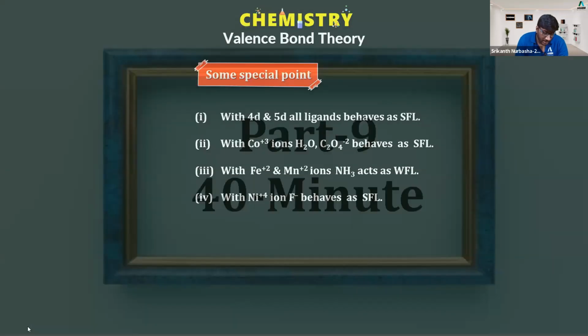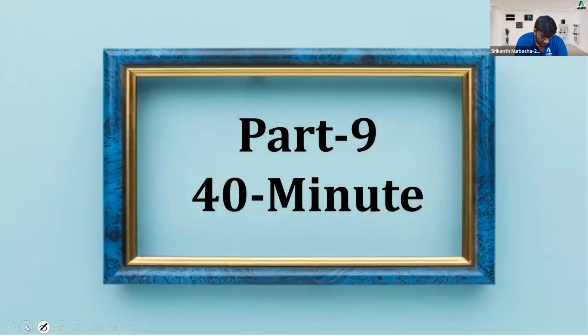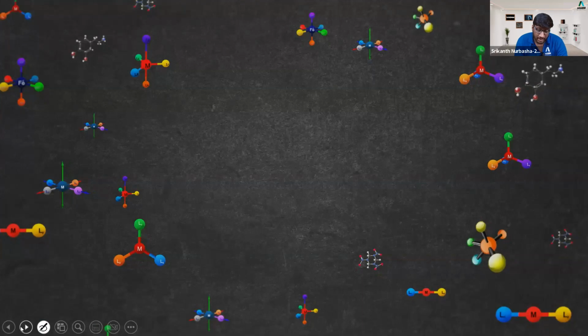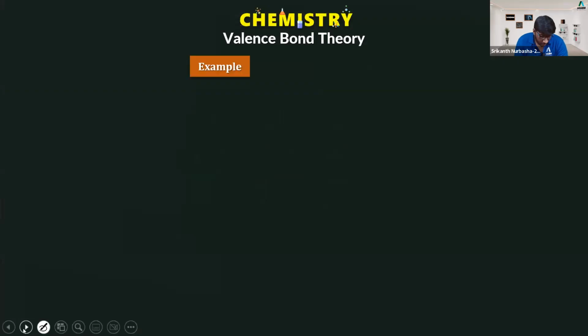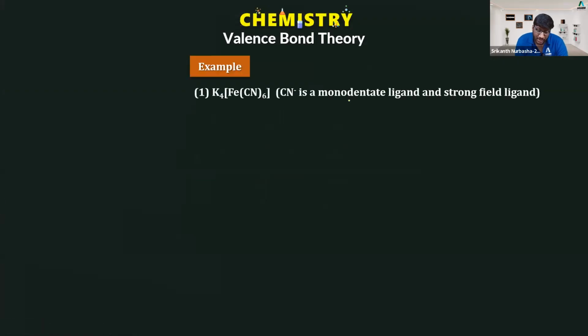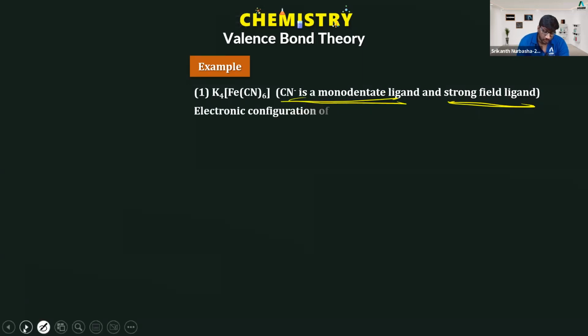So let us now understand our concepts of VBT along with the exceptional cases. First, a simple one, K4[Fe(CN)6]. CN minus is a monodentate ligand and a strong field ligand. Monodentate means it will form only one coordinate bond.